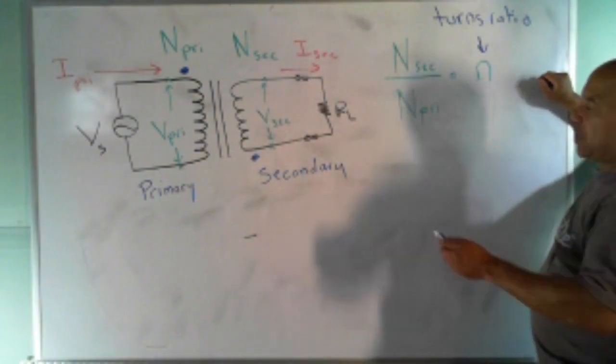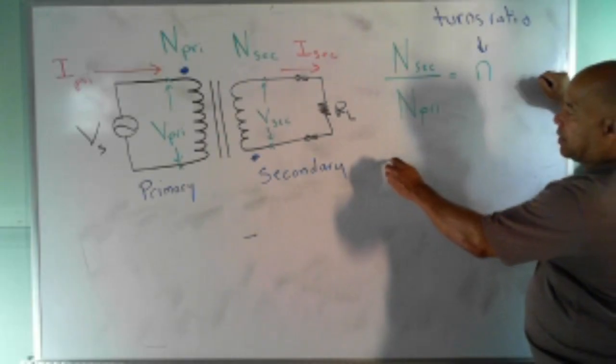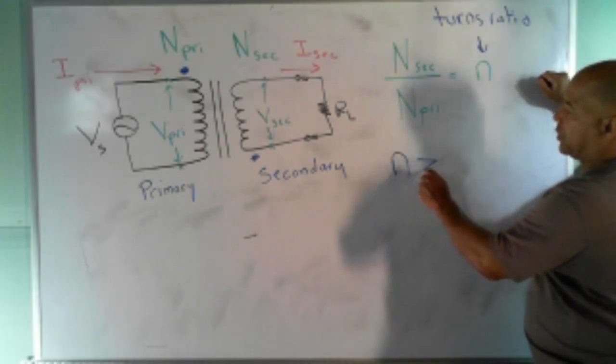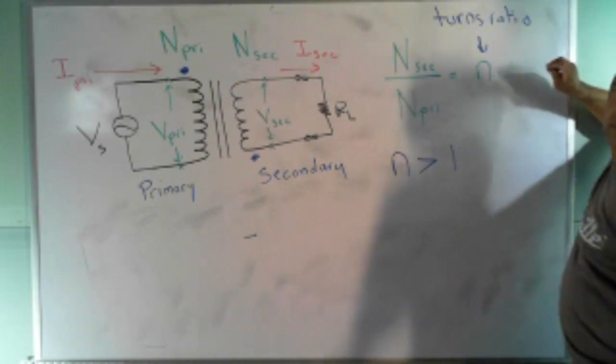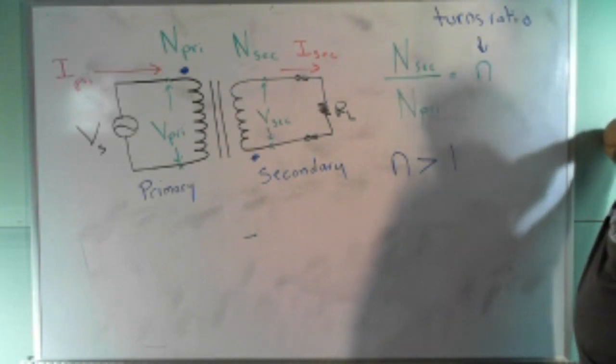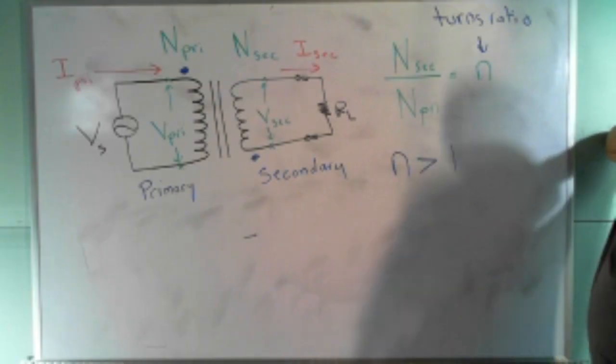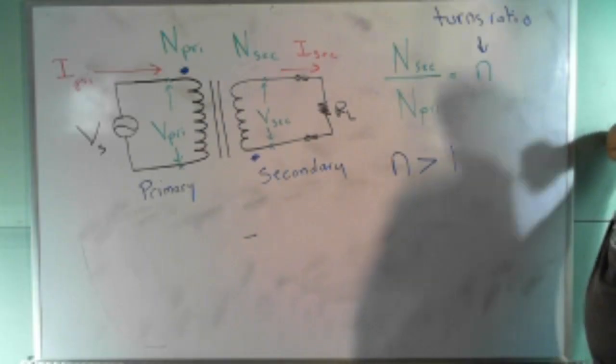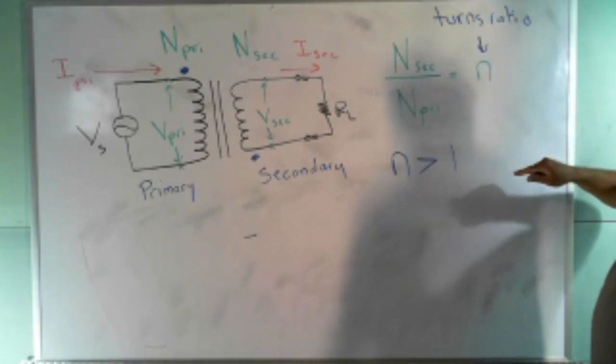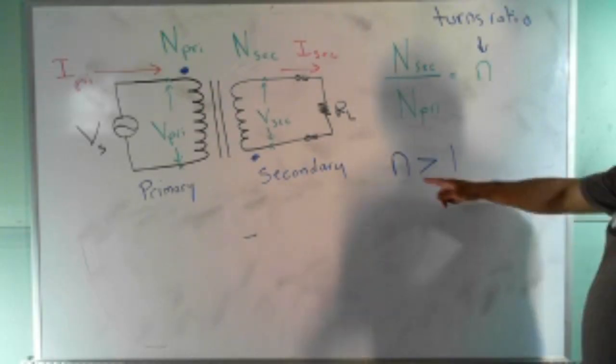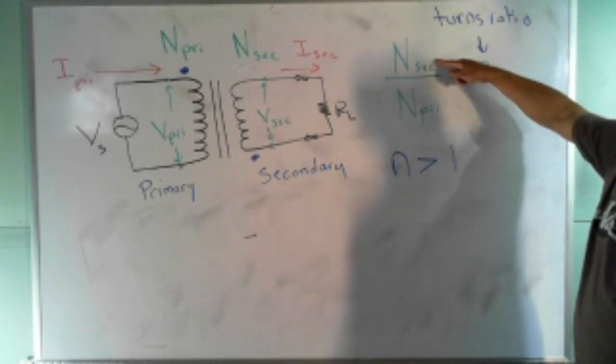What would you say to me if I tell you that the turns ratio is greater than 1? What would that mean? Look at this equation right here. There should be more turns on the secondary then, right? Everybody see that? If the turns ratio is greater than 1, that means there are more turns on the secondary than the primary.